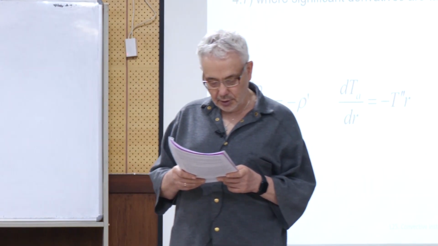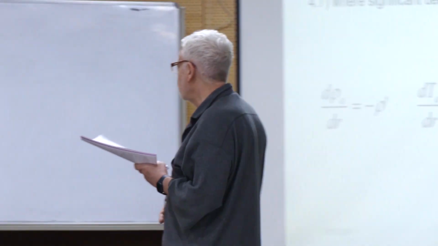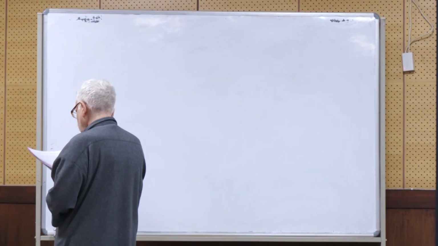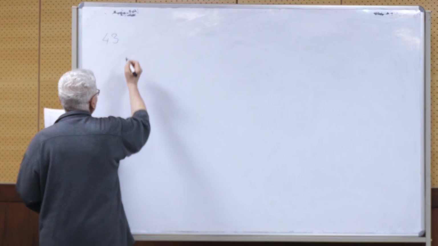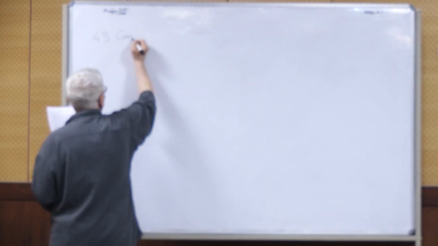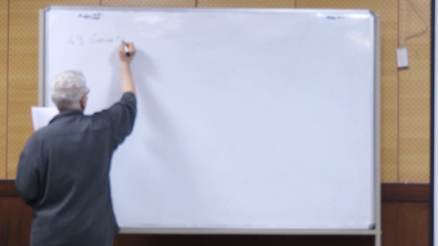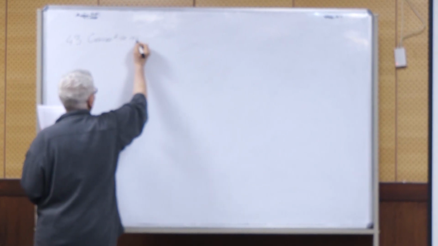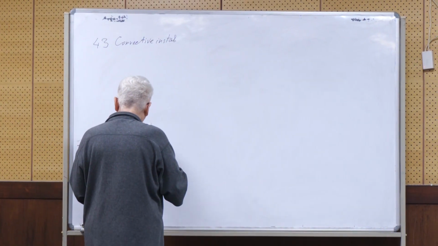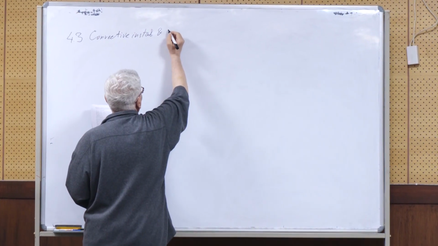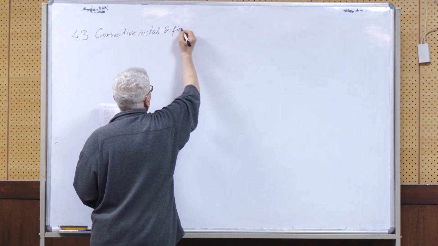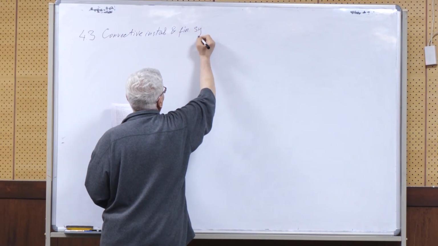And so we proceed to the next chapter, which is 4.3. Convective instability and the final system.